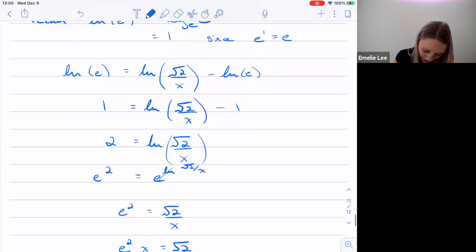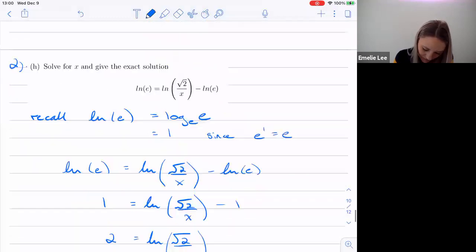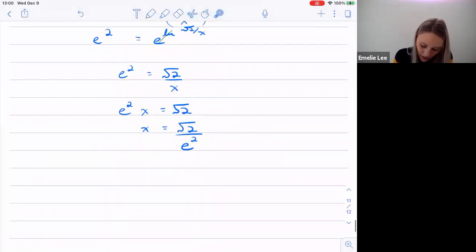Because I think we had to just solve for x and give the exact solution. So I have to keep this root 2 in the e to the power of 2. That's the exact solution. Cool.